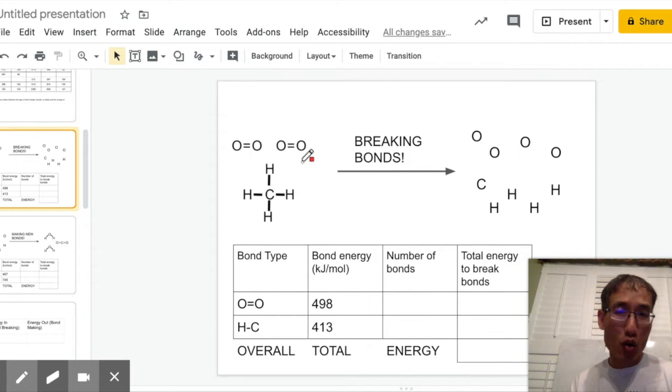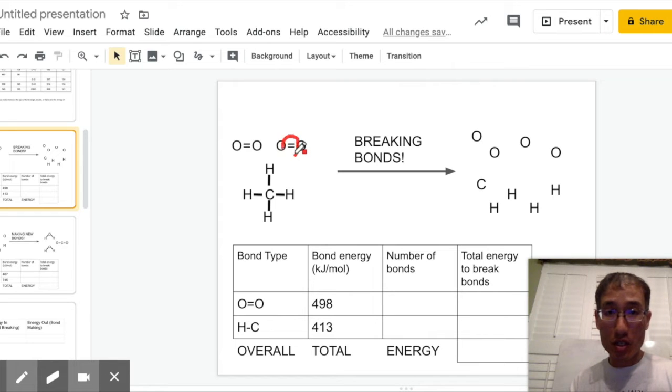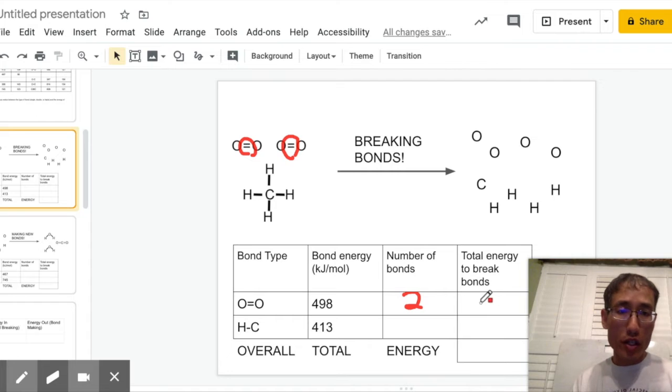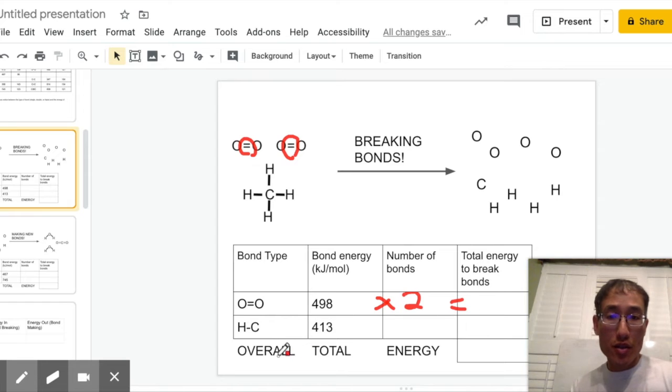Now, how many bonds total are we breaking in this picture? So for oxygen, this is one, we're going to count it as one bond. We have another one here, another one bond. So here, on this table, you're going to use a 2 here. So you type in a 2, and then the total energy to break that, well, we're going to take these two numbers and multiply them, and you're going to get whatever it is that equals here. Okay, so type that in. Same thing with this now.